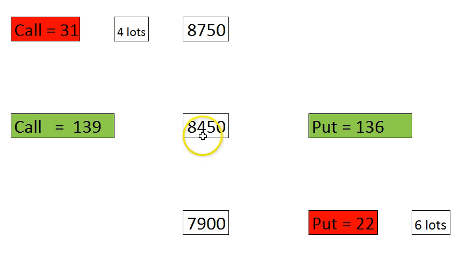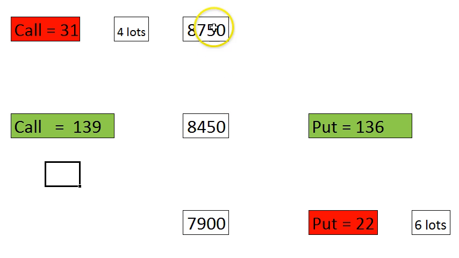Yesterday Nifty closed at 8450 or around that. So I'm going to choose that spot, and I've put up the call option price and the put option price of the 8450 call and the 8450 put, which are the at the money call and the at the money put.